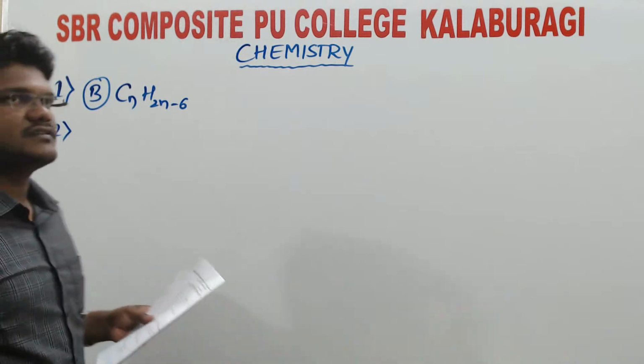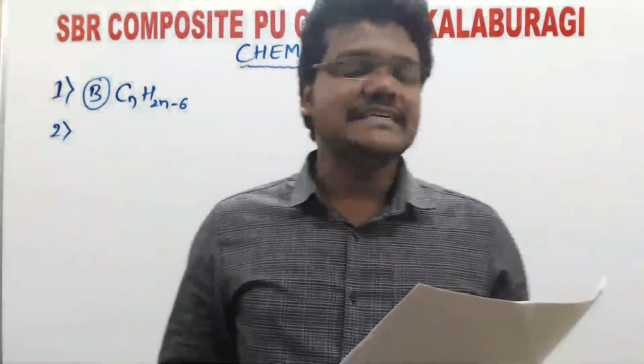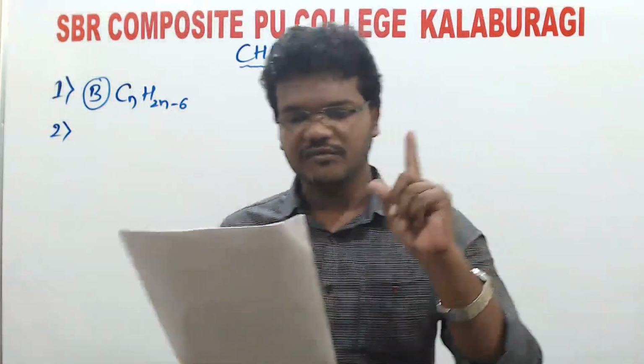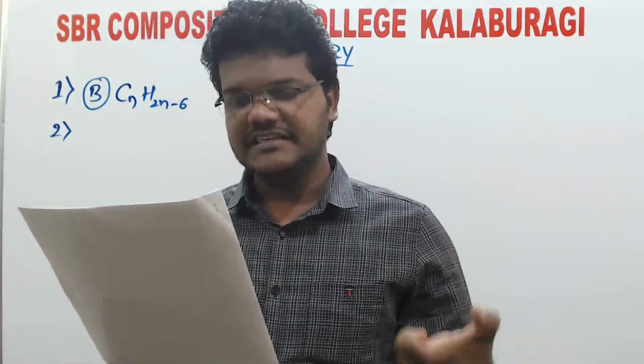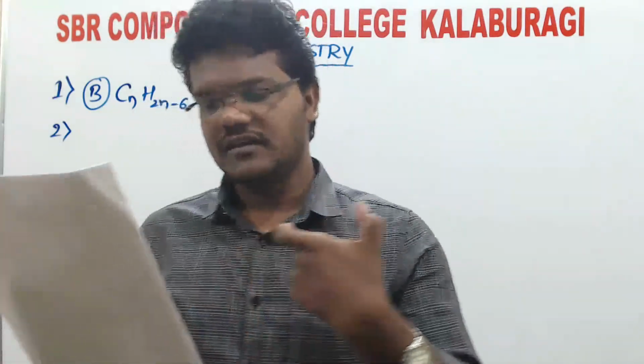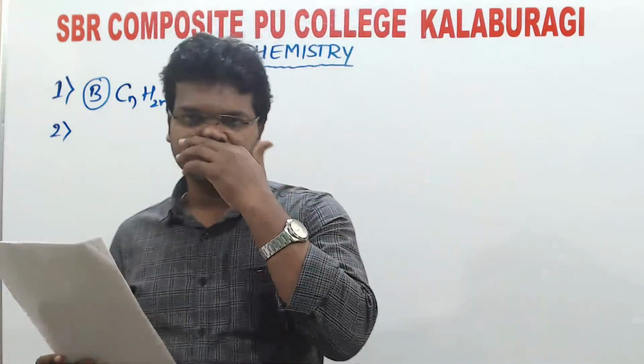The second question. Correct? Benzene reacts with fuming sulfuric acid to give what? Option A is sodium benzene sulfonate. Option B is benzene sulfonic acid. Option C is sodium benzoate. And option D is all the above.